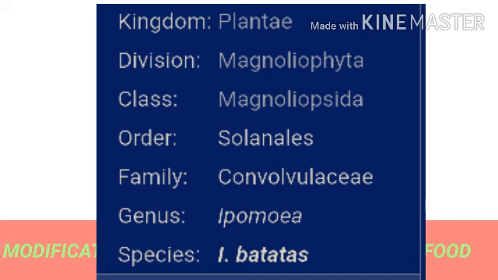This is the classification of Ipomoea batatas, that is sweet potato. Kingdom Plantae, division Magnoliophyta, class Magnoliopsida, order Solanales, family Convolvulaceae, genus Ipomoea, and species batatas. That is Ipomoea batatas, sweet potato.